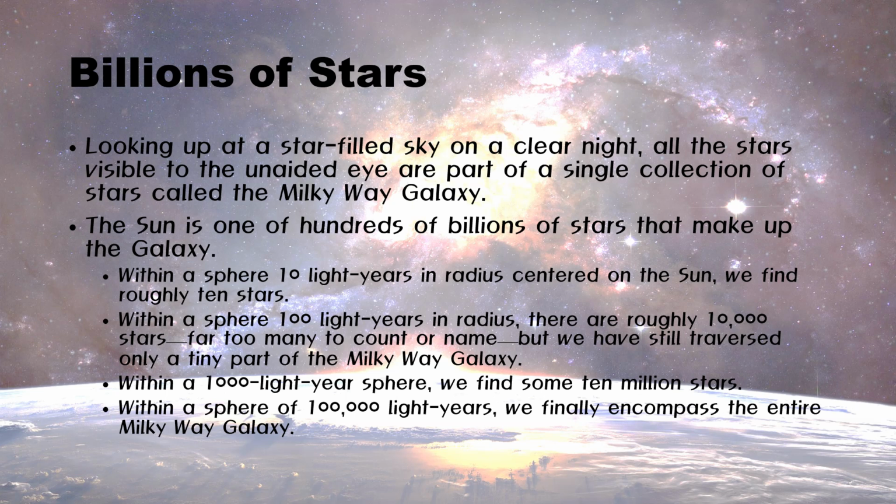Let's go to 100 light years. Well, now we have roughly 10,000 stars. Far too many to count or necessarily to name, but guess what? We still are only in a tiny part of the Milky Way galaxy. Let's make that sphere 1,000 light years across. Now we've got about 10 million stars. But again, we still don't have the whole Milky Way galaxy. If we make that sphere 100,000 light years across, we're finally going to encompass the entire Milky Way galaxy. And again, that's just our galaxy. It's not necessarily talking about the universe at large.